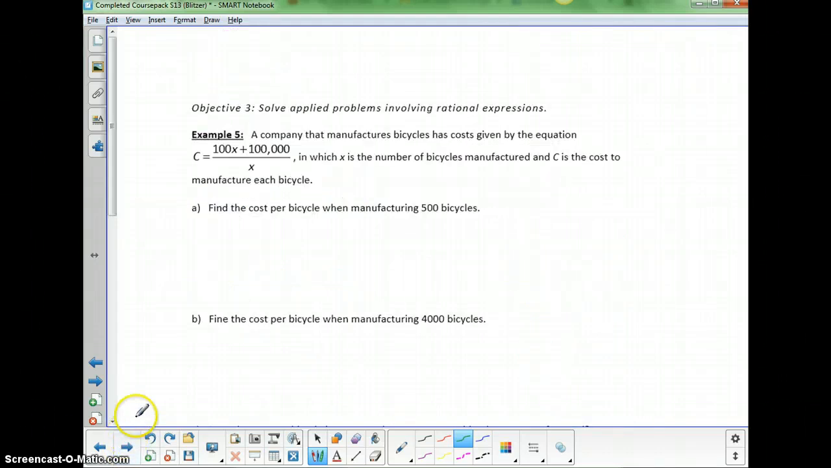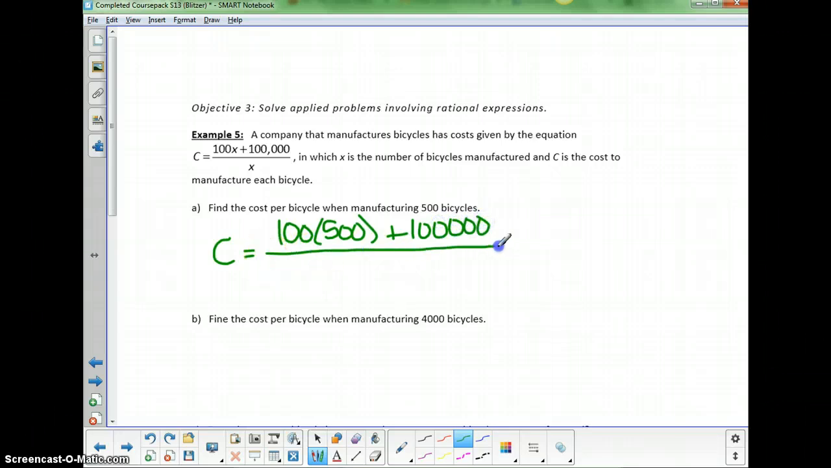Alright, objective 3, we've got an application. A company is manufacturing bicycles. So the equation for their cost, where X is the number of bicycles and C is the cost to manufacture each bicycle. What we want to find first is the cost when manufacturing 500 bicycles. So the cost is going to be 100 times X, which is going to be 500, plus 100,000, divided by 500. Let's grab a calculator and plug that in.